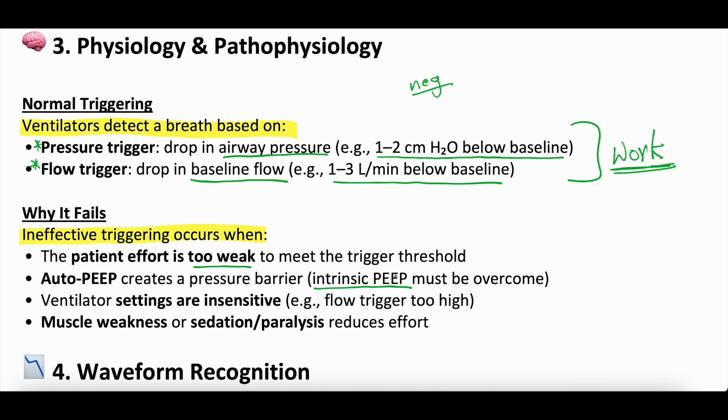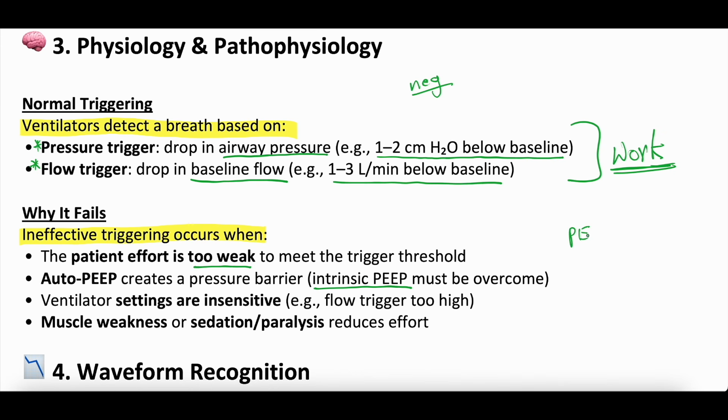And PEEP is something you set. Many people are probably familiar with PEEP. But intrinsic PEEP happens when you get breath stacking, because all that air building up in the lungs creates pressure. And that pressure then, when you try to take a breath, so we're just going to make this up.